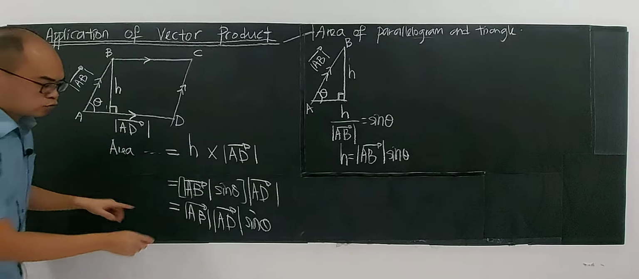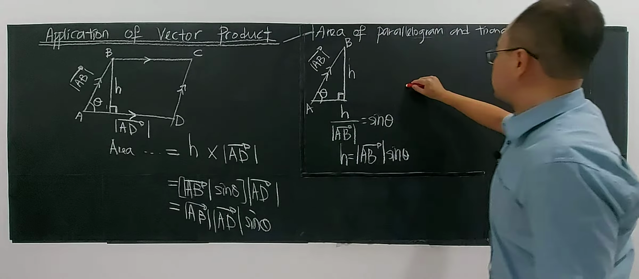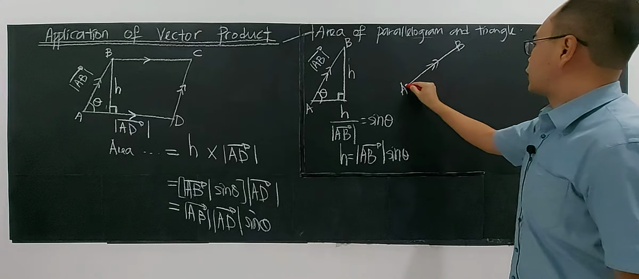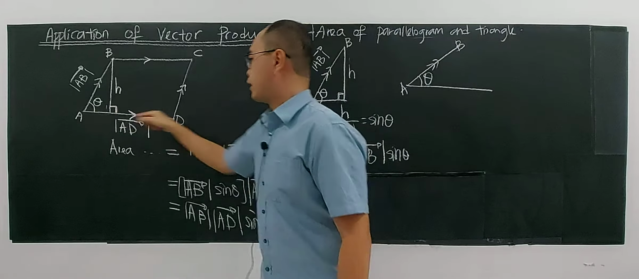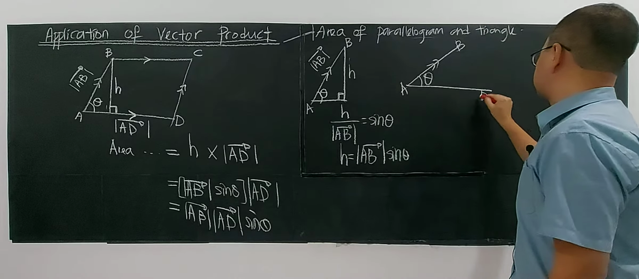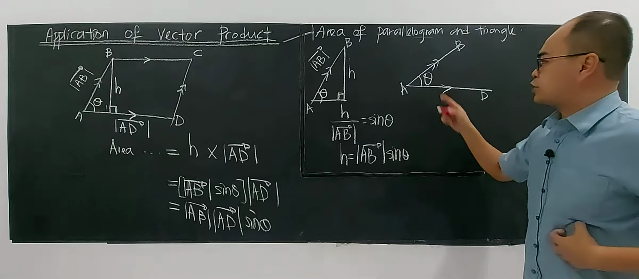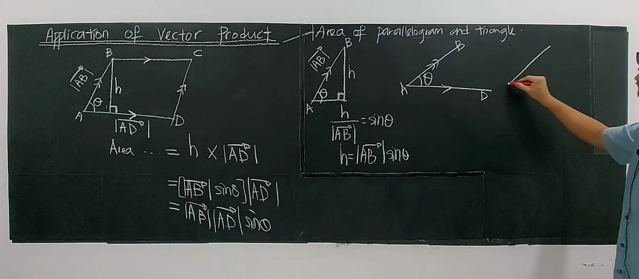So according to the definition of vector product, let's say you have vector AB, and there is an angle theta, and AD is another vector. There is a definition which I can rewrite as you learned before.